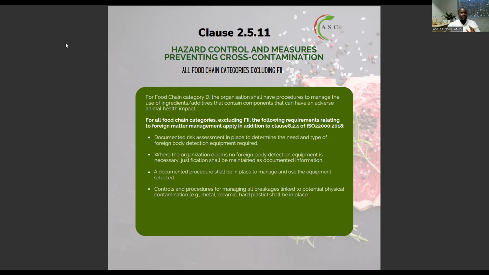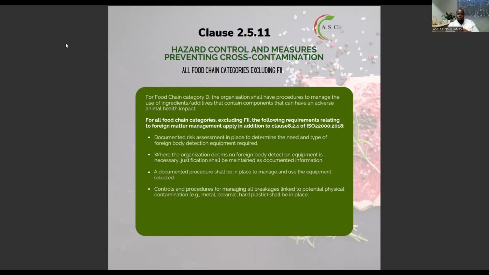Okay, but then you cannot tell the auditor that we don't need foreign material equipment like your metal detector or your X-ray because our product is low risk. No, the standard says all food chain categories. So that's the requirement.